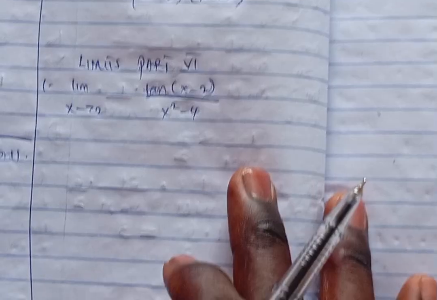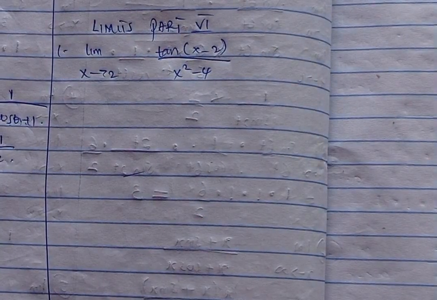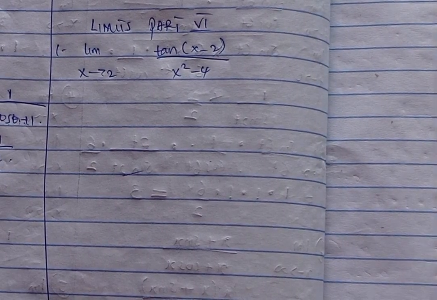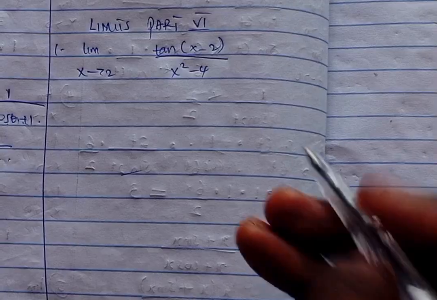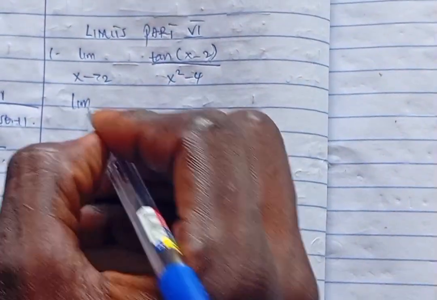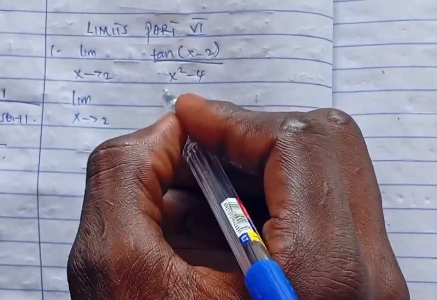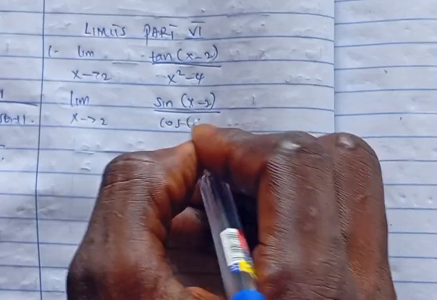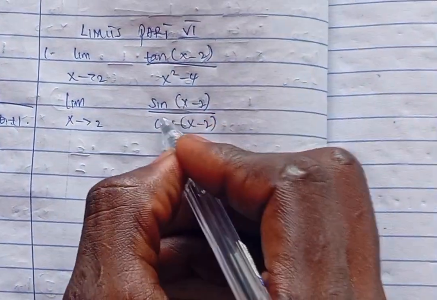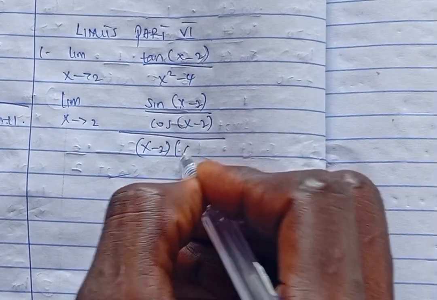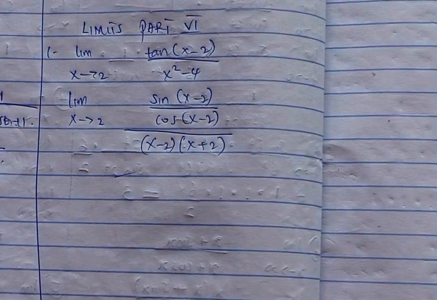Now this is our first question. Okay, what do I have to do? I should understand that I can make this one the standard limit, but I won't do it like that. Let me just say that the limit as x tends to 2 of tan can be expressed as sin(x minus 2) over cos(x minus 2), right? Everything over this one, which is a difference of 2 squares. You can put (x minus 2)(x plus 2), difference of 2 squares, right?